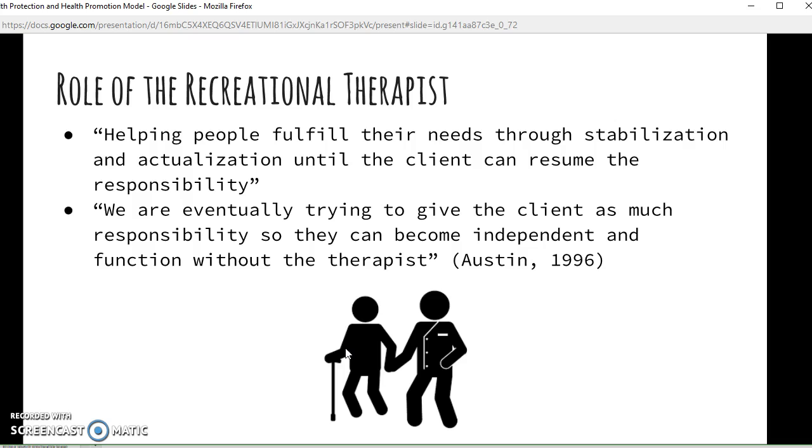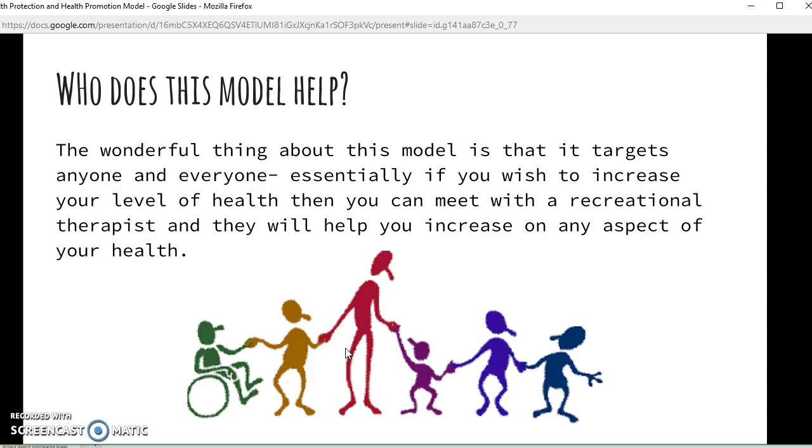The role of the recreational therapist. So our role within this model is helping people fulfill their needs through stabilization and actualization until the client can resume their responsibility. So just as the model showed, we're trying to get the client to be independent and make those decisions on health and understand what kind of benefits that has for them. And then we are, again, trying to give the client as much responsibility so they can become independent and function without us as the therapist.